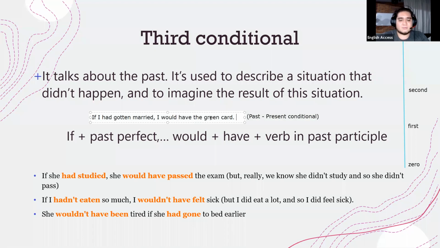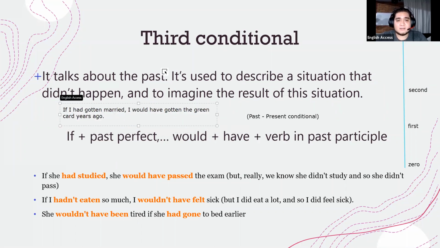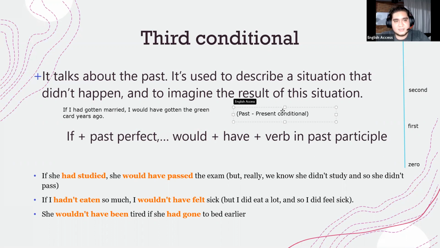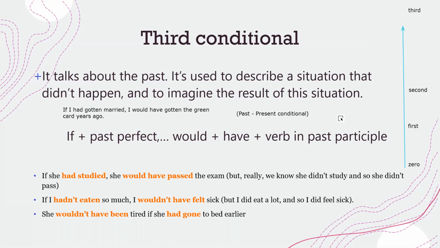I would have gotten the green card years ago, right? And in this case, it is the third conditional, and it is no longer a past present conditional, which is a mixed conditional. Okay, I see. It does exist. Your example was perfectly fine, but not for this situation, right? Yes, I understand. Okay, perfect.